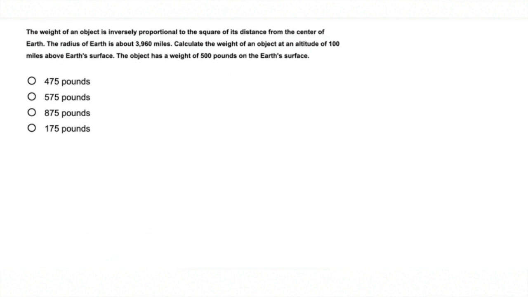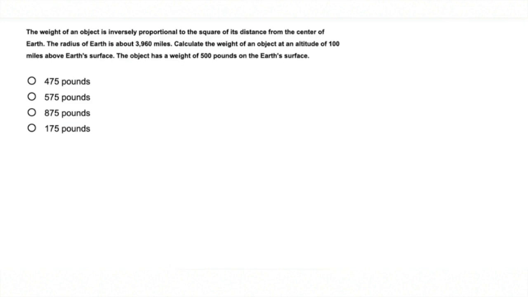The next problem asks, the weight of an object is inversely proportional to the square of its distance from the center of Earth. The radius of Earth is about 3,960 miles. Calculate the weight of an object at an altitude of 100 miles above Earth's surface. The object has a weight of 500 pounds on Earth's surface. Okay, a lot going on here.